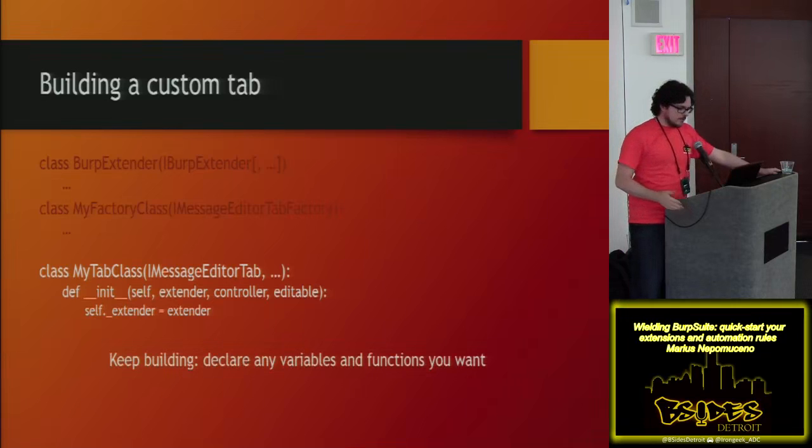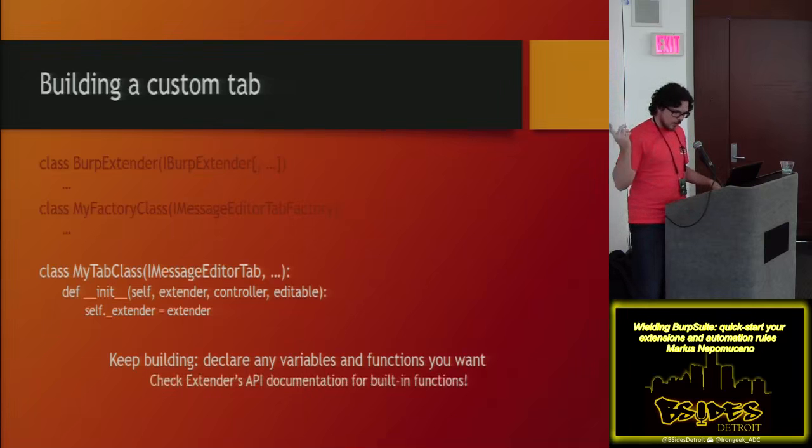Aside from this, building your extender class and then your individual interface classes, you don't need much else to really write your BurpSuite extension. So just keep on building, declare any variables and functions that you want for your custom actions, your custom methods and things like that. Always check out the API for the built-in functions, things you can already use. You don't have to recreate functionality that the API already exposes.